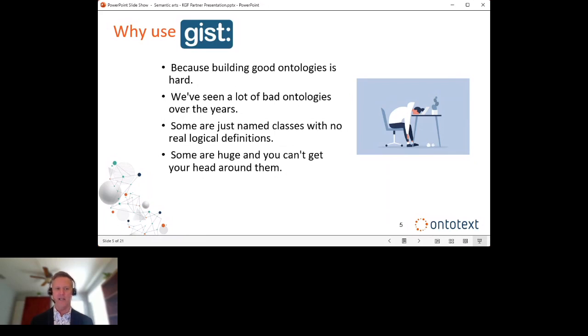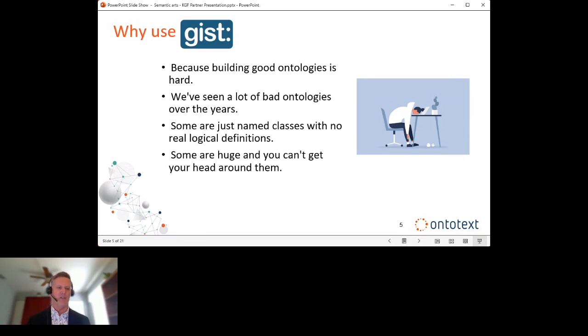We've seen a lot of bad ontologies over the years at Semantic Arts. We've been a consultancy in this space for about 22, 23 years now. And what do I mean by bad ontologies? Some are just named classes with no real logical definitions. If you know anything about OWL, you can define classes and properties, but one of the cool things is you can give strong logical definitions that help people understand what the class means.